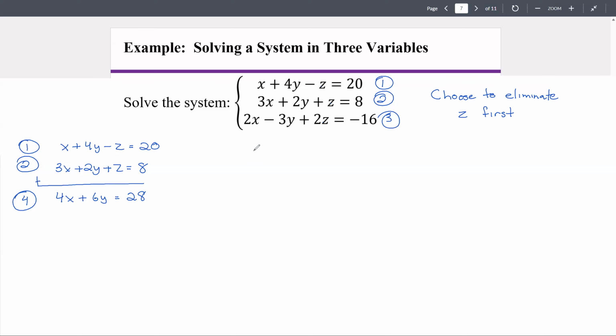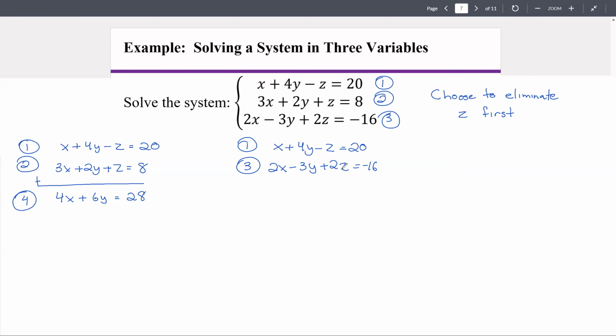So I'm going to pick 1 and 3. So 1 is my x plus 2y minus z equals 20. All that matters here is that I picked 1 and 2 before. I can't pick 1 and 2 again, but I can pick 1 and 3 because it's a different pairing. And then I'm going to have my 2x minus 3y plus 2z equals negative 16.